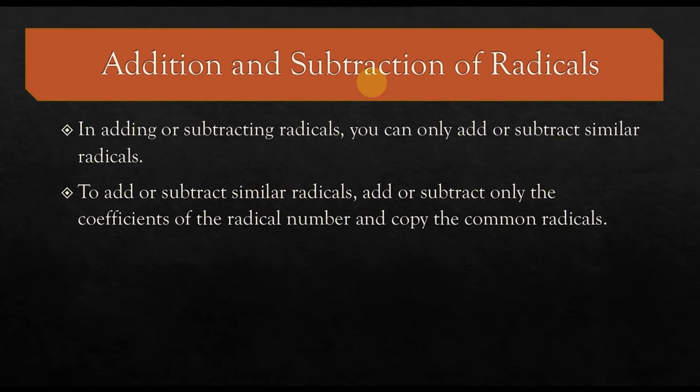Addition and subtraction of radicals. In adding or subtracting radicals, you can only add or subtract similar radicals. To add or subtract similar radicals, add or subtract only the coefficients of the radical number and copy the common radicals.